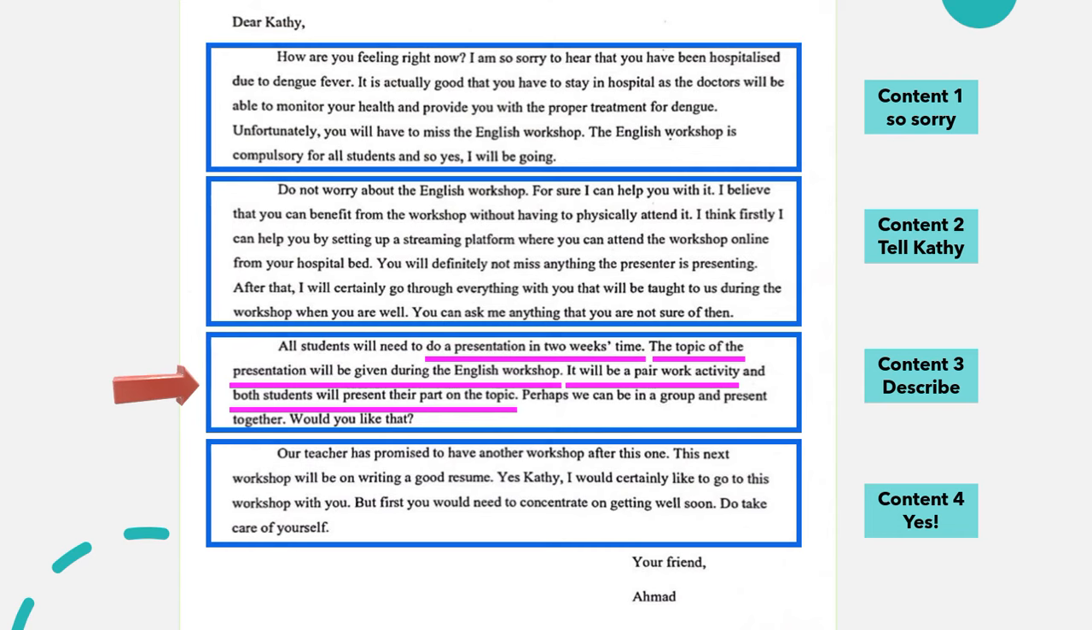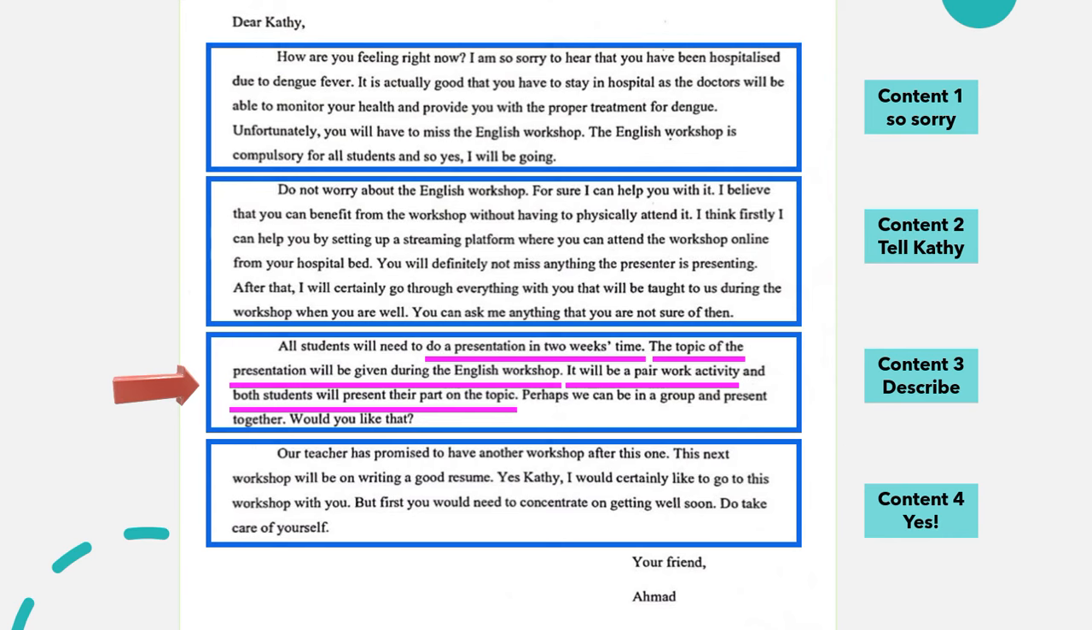All students will need to do a presentation in 2 weeks' time. The topic of the presentation will be given during the English workshop. It will be a pair work activity, and both students will present their part on the topic. Perhaps we can be in a group and present together. Would you like that?